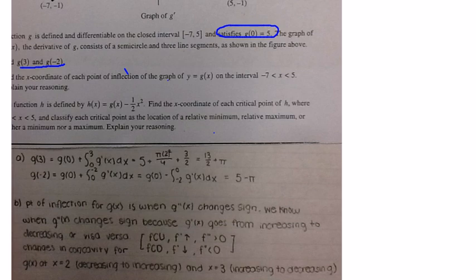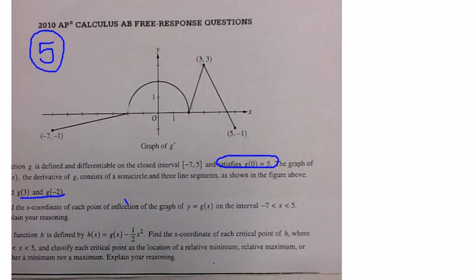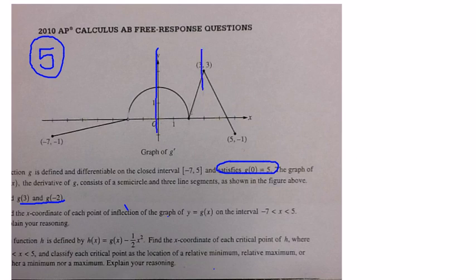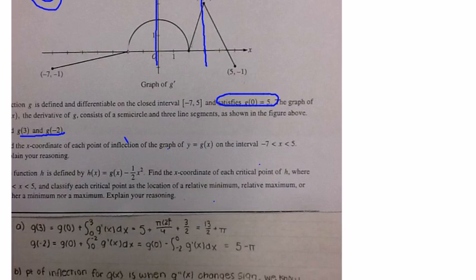So G of 3, I said, is G of 0 plus the integral from 0 to 3 of g prime of x dx, which is right here. Basically that area is going to be a fourth of the circle with radius 2, so pi times 2 squared over 4 gives you that area, plus 3 over 2, which is the area of this little triangle right here. All of that together gives you 13 over 2 plus pi. So that's your answer for G of 3.